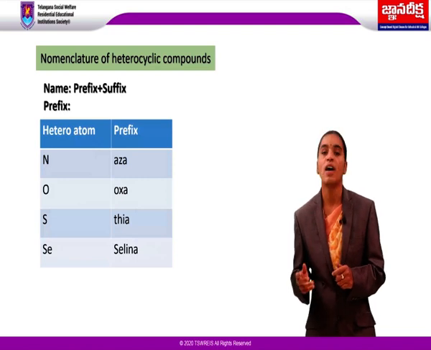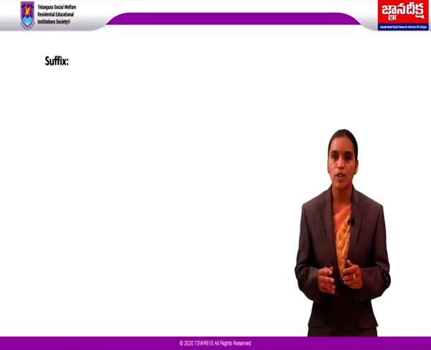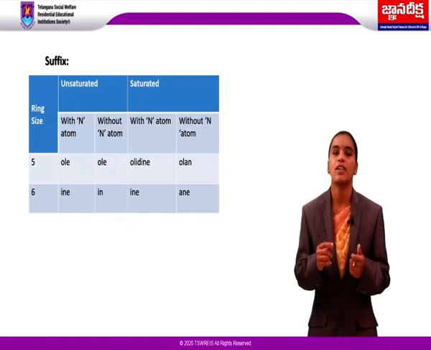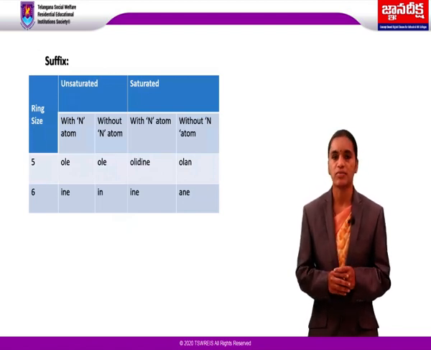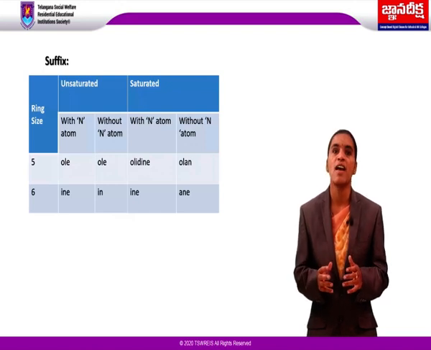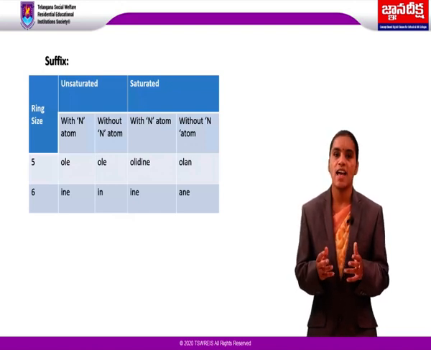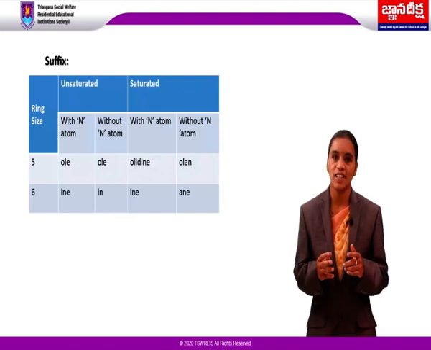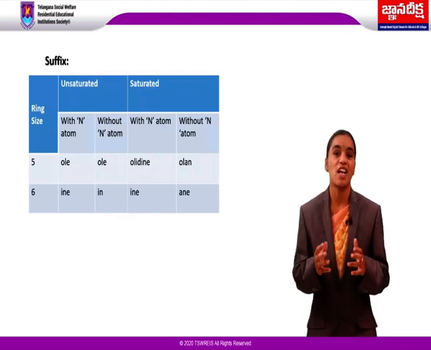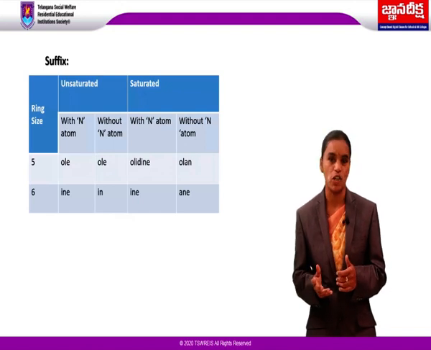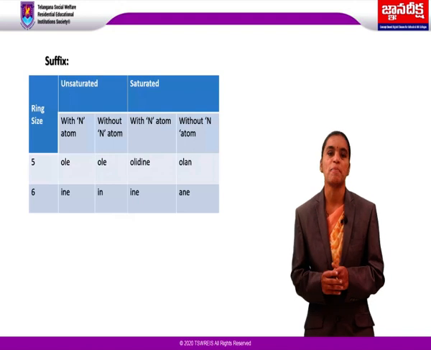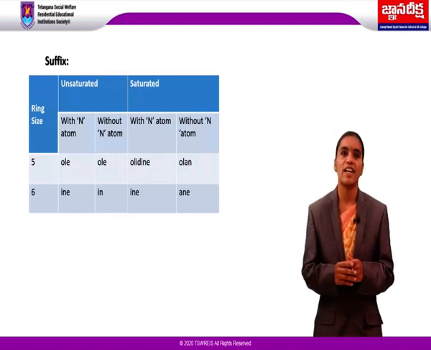Next, we have to give the suffix. In order to give the suffix, we have to see the ring size and the nature of the ring. Here, ring size means whether it is a 5-membered or 6-membered ring. And nature of the ring means whether the ring is unsaturated or saturated, and whether it is with nitrogen or without nitrogen. So, now look at the table carefully.